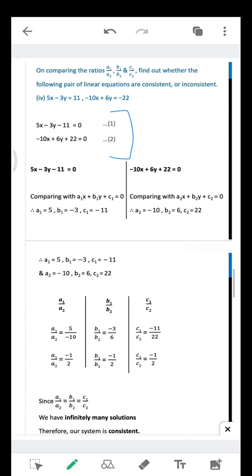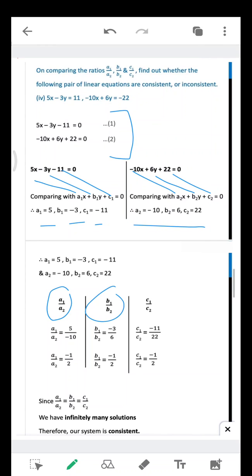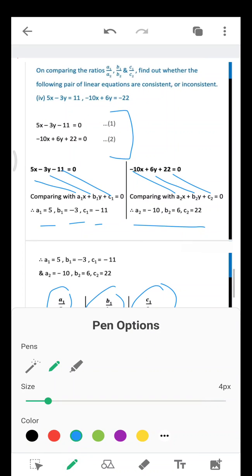Let's compare the ratios, compare the coefficients. Here if I compare, a1 is 5, b1 is minus 3 and c1 is minus 11, and a2 is minus 10, b2 is 6 and c2 is 22. We'll find the ratio again here, a1 by a2, b1 by b2. So let's see what is a1 by a2 here. a1 by a2 is 5 by minus 10, that is minus 1 by 2, b1 by b2 is minus 3 by 6, that is also minus 1 by 2. These two are equal, and let's see c1 by c2, that is also equal to minus 1 by 2. It's amazing. So all three ratios are equal in this.